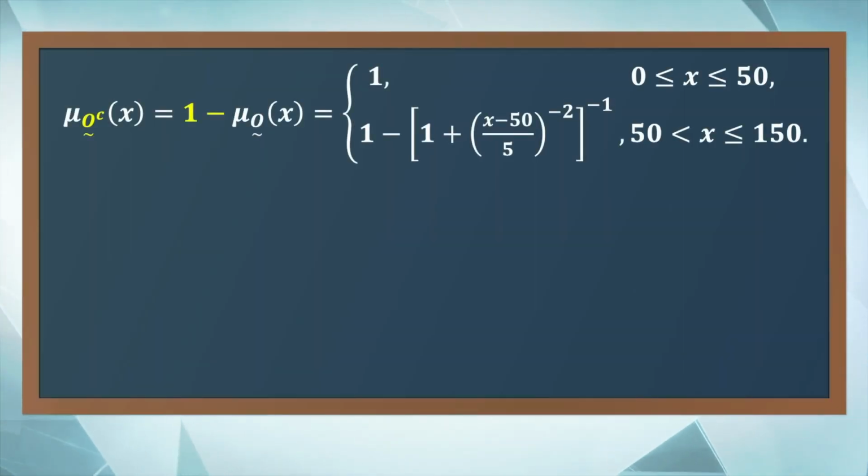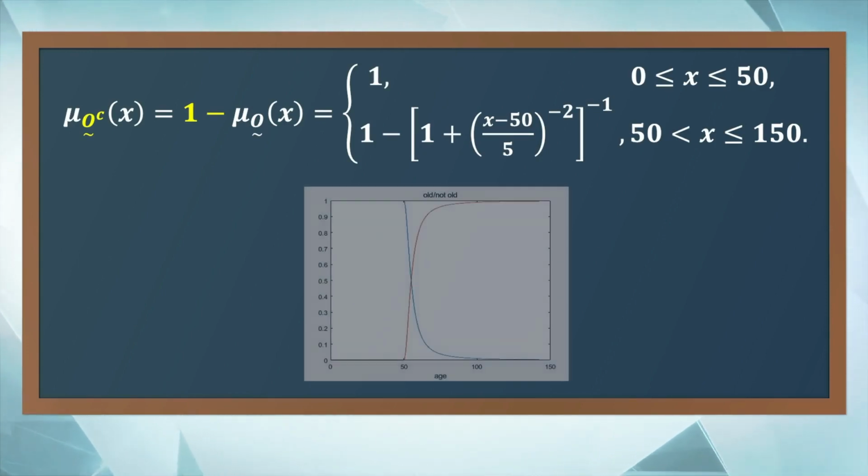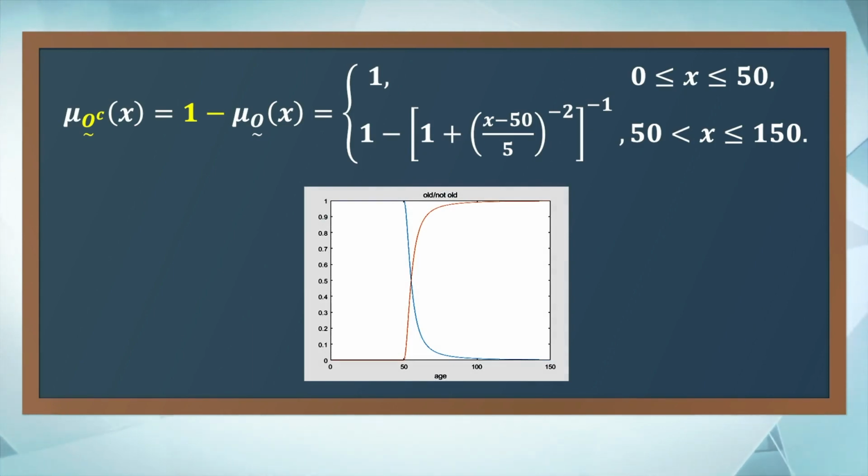Next, the complement of O. By the definition of complementation, the degree of membership of element X in the complement of O equals 1 minus mu sub O of X. The red curve represents the fuzzy set old, and the blue one represents not old. If X is less than or equal to 50, the degree of membership of X in the complement is 1. If X is greater than 50, then the membership function decreases rapidly and goes to 0.